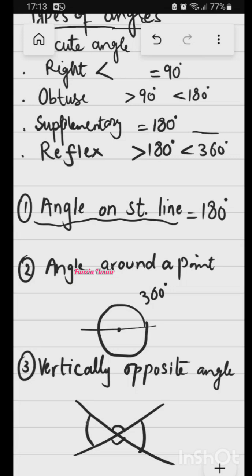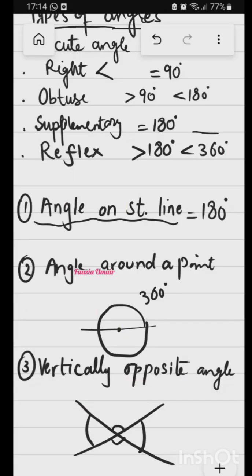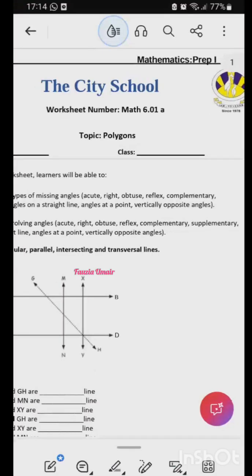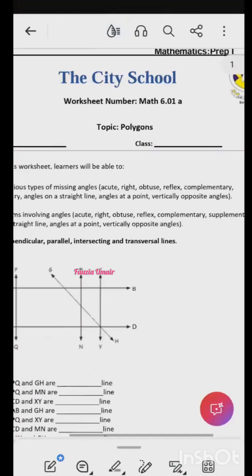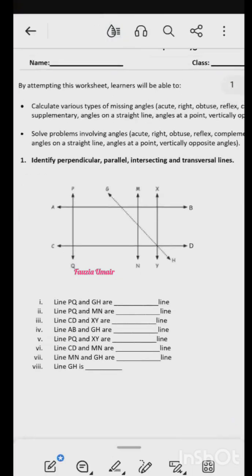Yes, ma'am. Okay. So now let's go and see what are the questions in the worksheet related to this topic. If there is anything else, we can discuss it also during the solution. Oh, we forgot to talk about perpendicular lines.